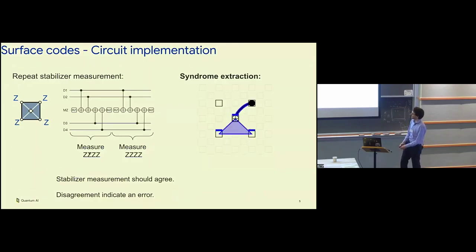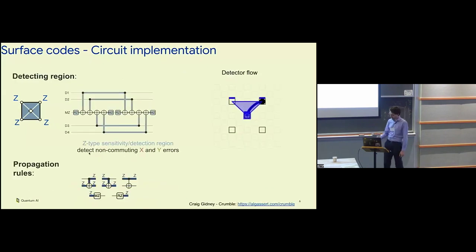To be fault tolerant, two measurements of the repeated stabilizer measurement should agree. If they disagree, it means that an error occurred in between. This can be captured with the notion of a detecting region, and here I'm showing the detecting region. You propagate the Pauli flow using this set of rules, and now this represents the Z sensitivity region in your circuit, meaning that if you have a non-commuting error inside this region, you will detect it in this detector. Here I'm showing the time slices, or the detector flow, for this single detector.